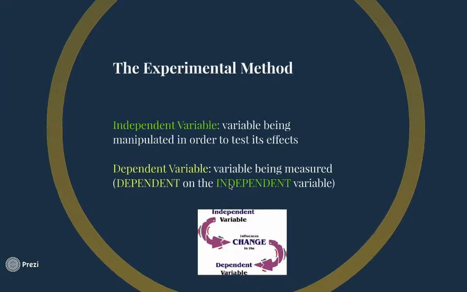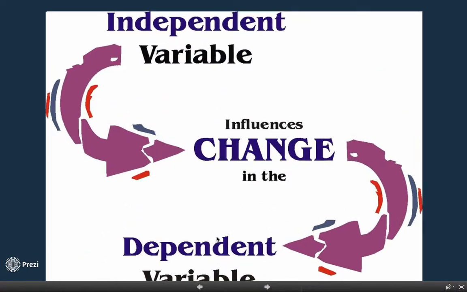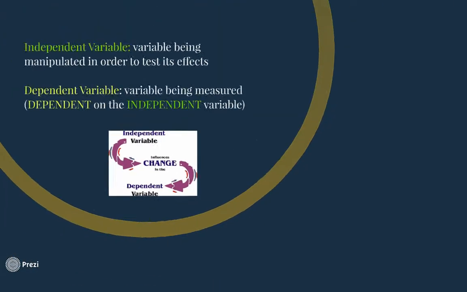You have two terms that you need to be very familiar with, which are the independent variable and the dependent variable. The independent variable is the variable being manipulated in order to test its effects, and the dependent variable is precisely what it sounds like. It's dependent on the independent variable. So the dependent variable is the variable that is actually being measured. The independent variable influences the change in the dependent variable.